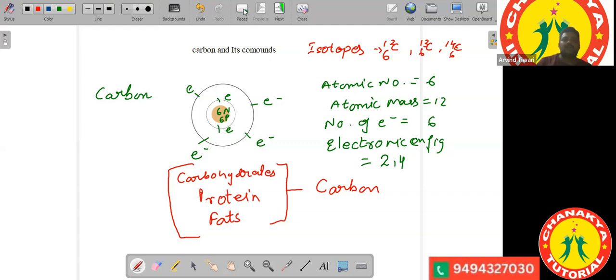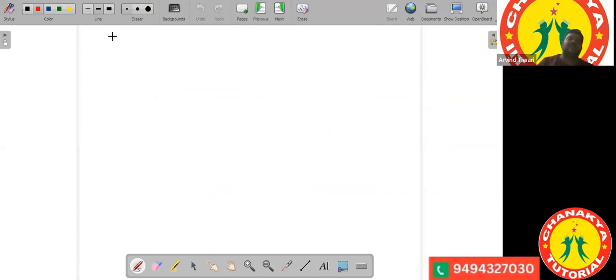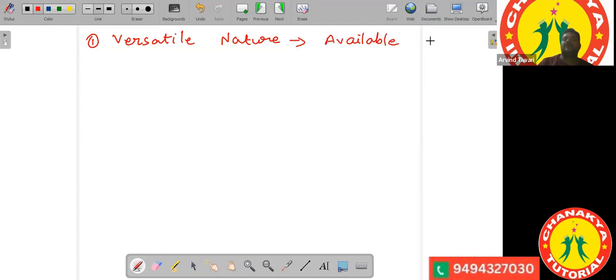Okay. So, first of all, carbon is versatile. We have seen carbon is versatile, means it's available everywhere. There is no place on the earth where you will not find carbon. So it's versatile, it's available everywhere. So this is the versatile nature of carbon. And it has the property of catenation. It has an important property of catenation.